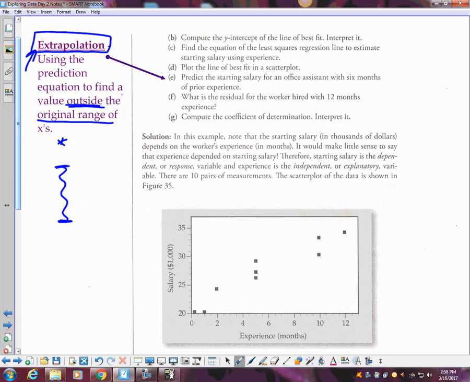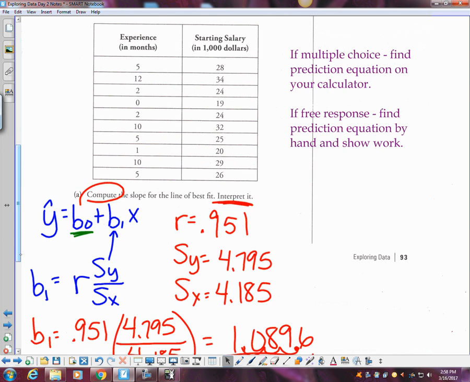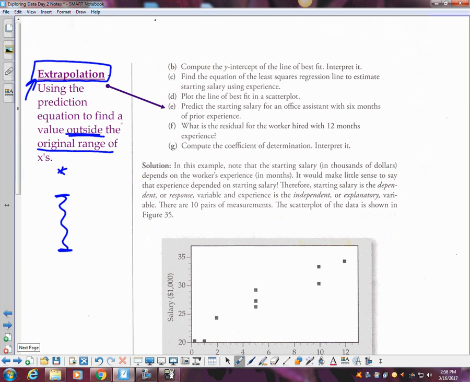Okay, E says predict the starting salary for an office assistant with 6 months of prior experience. Well, let's make sure that's not extrapolation. 6 months. Well, the months go from 0 to 12. So 6 months is well within this range, so we're fine.